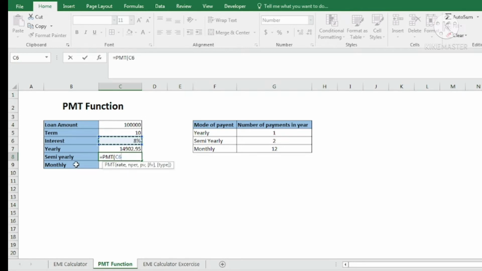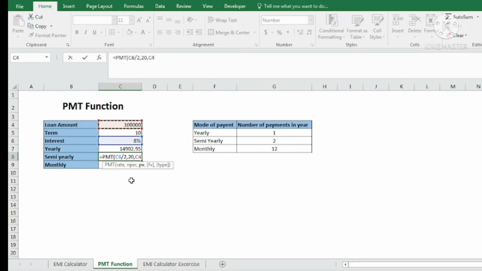Now in this semi-yearly or semi-annually payment, we will have two payments in a year, so we'll divide this by 2. 8% divided by 2, comma, NPER, that is number of payments. Now the number of payments in a year, so I have created a new table for this. For yearly the number of payments in a year is 1, for semi-yearly it is 2. So for a year it is 2 and the number of years we have is 10. So total becomes 20. So number of payments is 20, comma, present value is the loan amount.